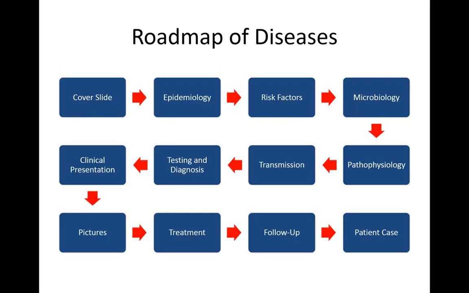So going into the different types of STI, we'll have a roadmap of going through them. We'll start off with epidemiology, going to the different risk factors for each of these STIs. We'll talk about microbiology and how we can diagnose them, the pathophysiology and the clinical presentations, as well as the treatment options, and then some follow-ups that are recommended by the CDC. Going into bacterial and chlamydial infection, and then we'll finish up with viral infection. We'll go into chlamydia.